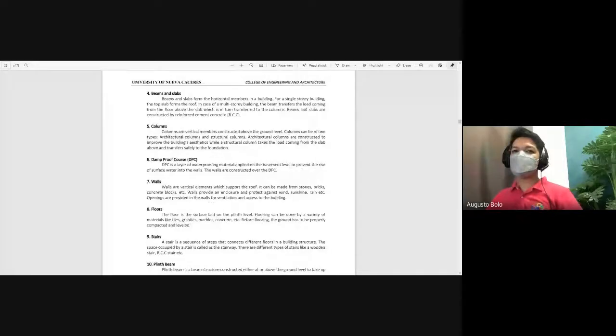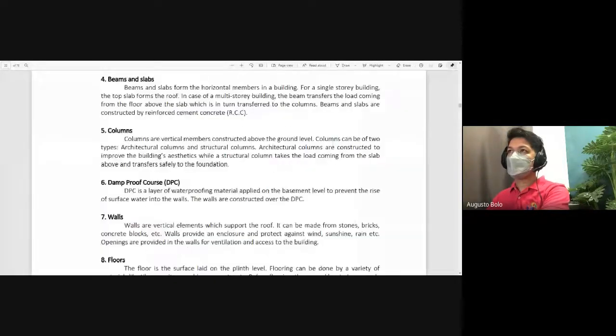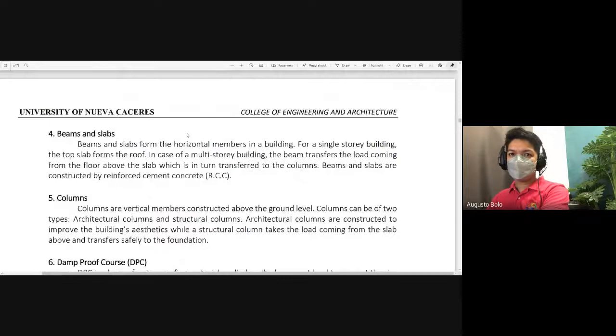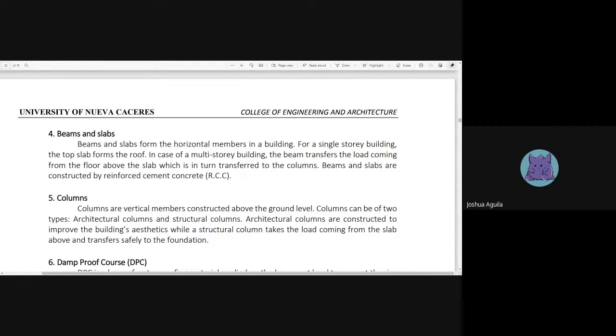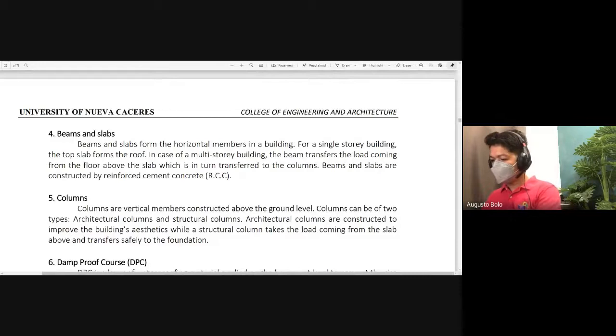So beams and slab. We have Joshua Aguila. Can you read, please? Joshua? Hello sir, can you hear me po? Okay, okay. Can you hear me po? Yes po, yes.